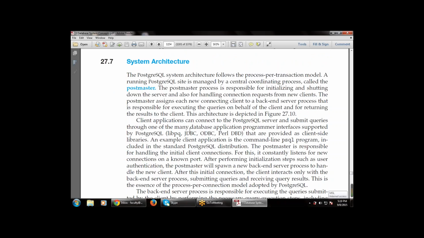An example includes the command-line based psql that is available, that is included in the standard SQL connection, the initial client connection. For this, the postmaster commonly listens for new connections on a port. And after performing the initialization steps such as user authentication, the postmaster will spawn a new backend process to handle the new client.